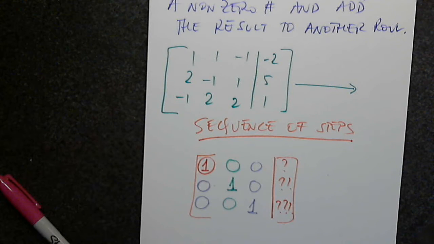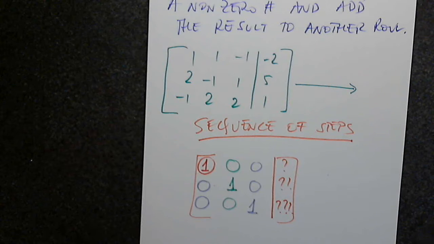One more time: 1 and the corresponding zeros, 1 and the corresponding zeros, 1 and the corresponding zeros. This is our sequence. We have to follow it to the T. We can't change any of that.